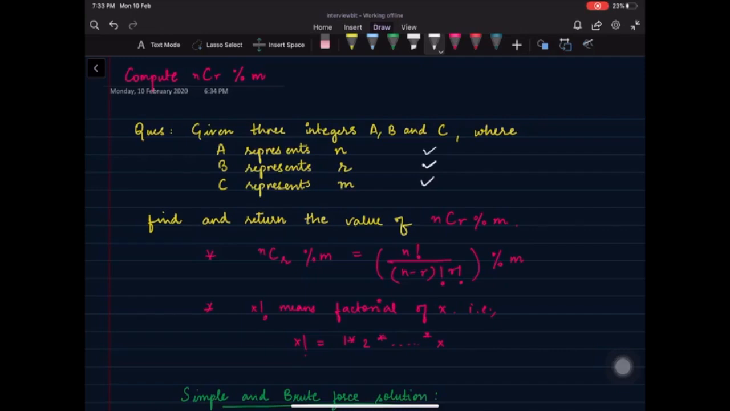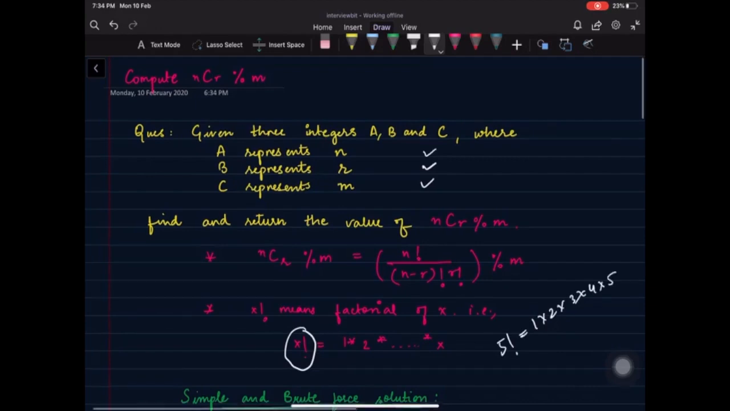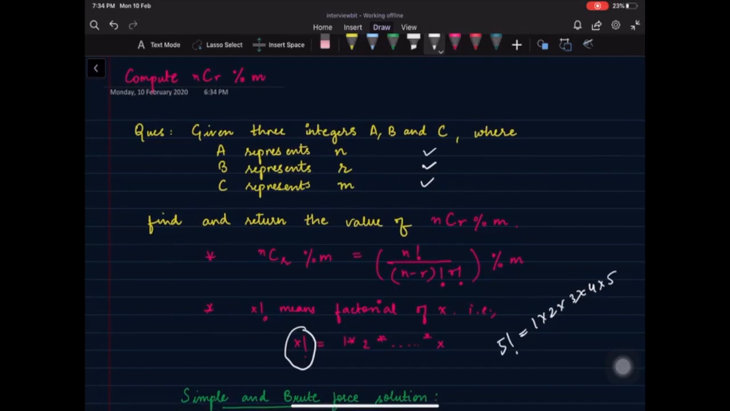Also, you know that a factorial means you multiply all the numbers less than or equal to that particular number, and the answer is the factorial of that number. Let's say I want to calculate 5 factorial, then that will be equal to 1 into 2 into 3 into 4 into 5. Now, how will you approach this question?